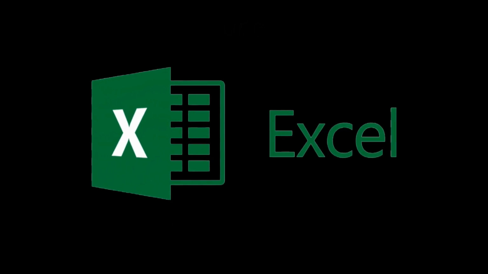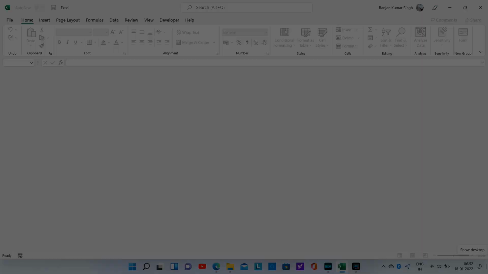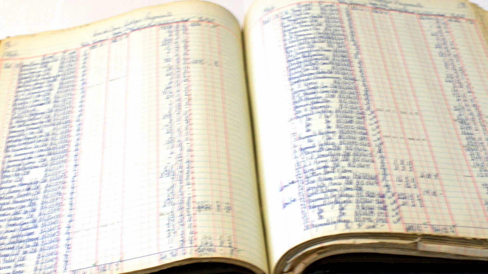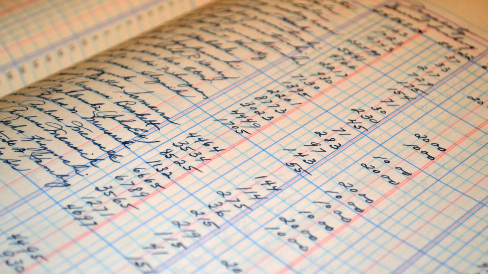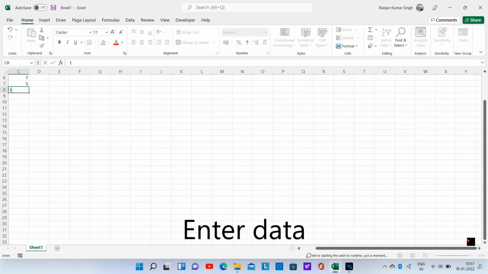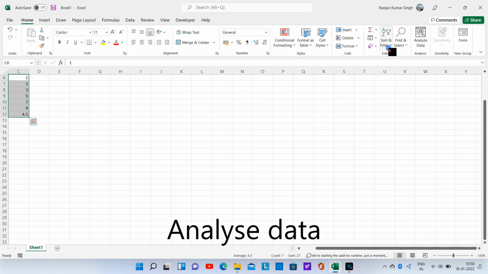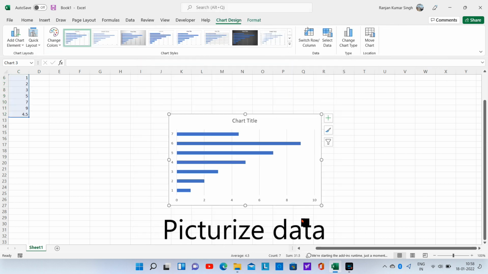Let us begin our journey of learning with some interesting facts about Microsoft Excel. But even before we do that, let us know what Excel is. Simply speaking, Excel is a worksheet. But then, what is a worksheet? Consider worksheet as a ledger and more. It lets us enter data, manipulate data, analyze data, and picturize data.